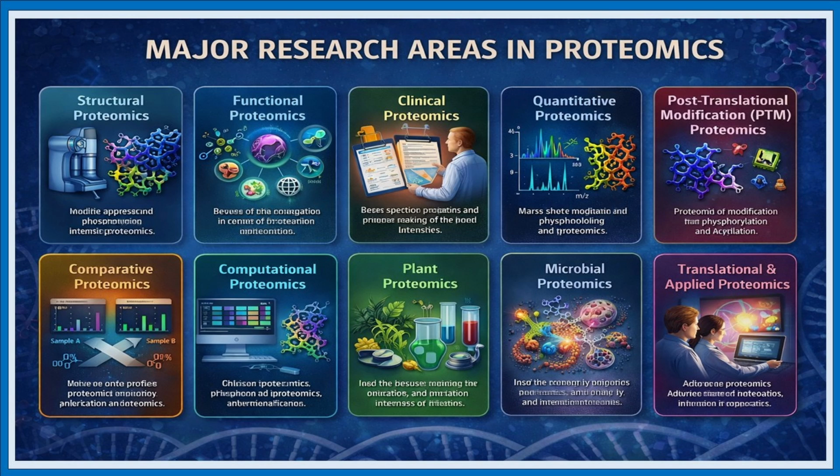Clinical proteomics is the application of proteomics in disease diagnosis and treatment with the use of biomarker discovery, cancer proteomics, personalized medicine, drug target identification. Quantitative proteomics measures changes in protein expression levels. Post-translational modification (PTM) proteomics is the study of chemical modifications of proteins after synthesis like phosphorylation, glycosylation, acetylation, ubiquitination. Comparative proteomics compares protein expression between healthy versus diseased tissues, different developmental stages.